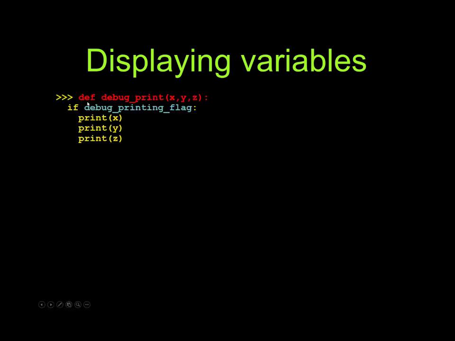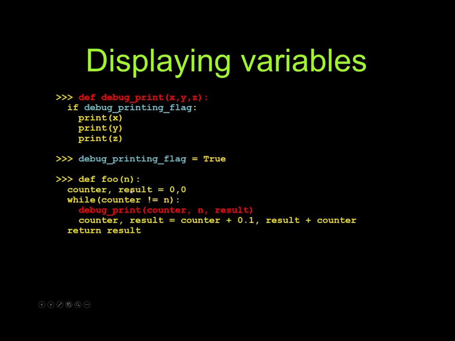Besides the IDLE debugging mode and the use of Python Tutor to view the values of variables, we often use the most primitive way of printing out values to understand what is going on. Here is an example. We have a function, debug_print, that will print three variables if the debug printing flag is set to true. So when we want to use it, we set it to true, and then we call it inside our function, debug_print(counter, n, result). We are trying to print out the values of these three variables while the program goes through the while loop.